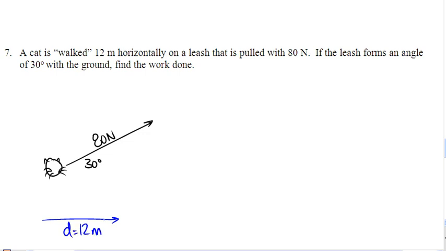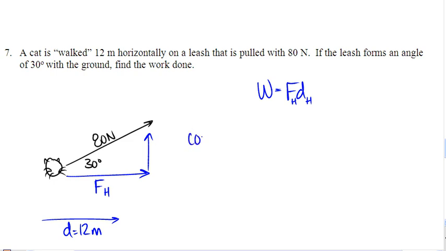Now, because the cat's moving horizontally 12 meters, when we go to calculate work, F times D, we are stuck with both of them being horizontal. If D is horizontal, then we need to figure out how much F is horizontal. So we can turn this into a little triangle. We need to figure out, of that 80 newtons at an angle, how much of it is horizontal. I'm not even going to worry about the vertical section because it doesn't matter. We're into some trig here.